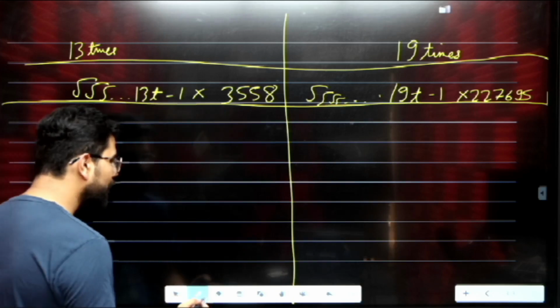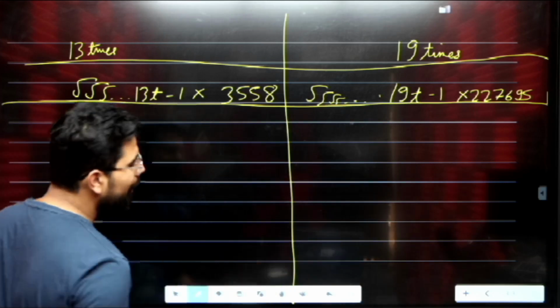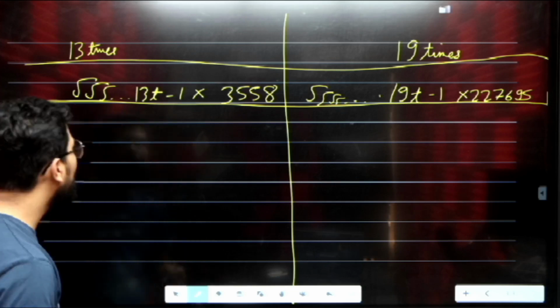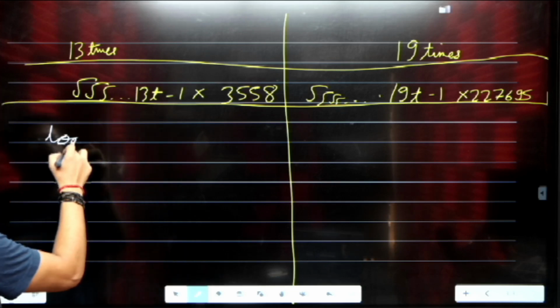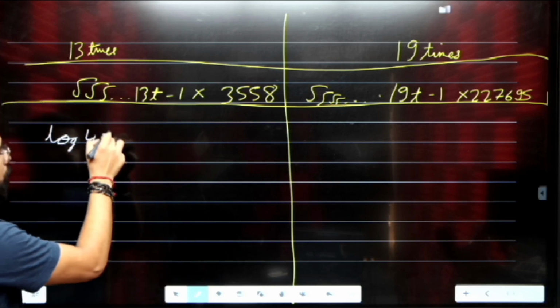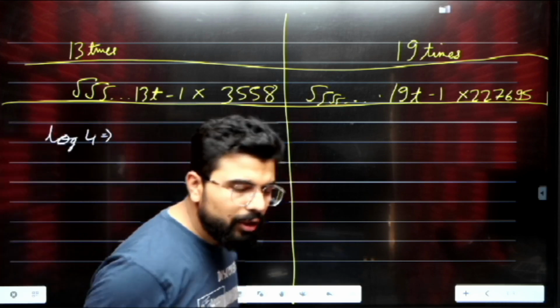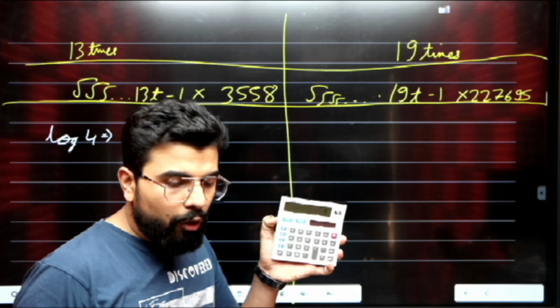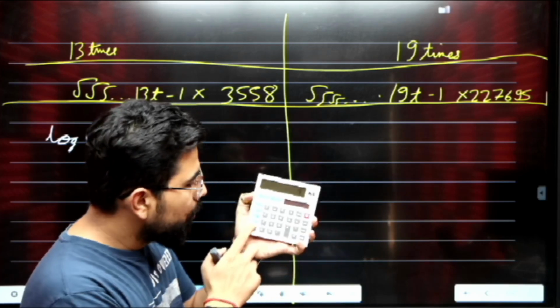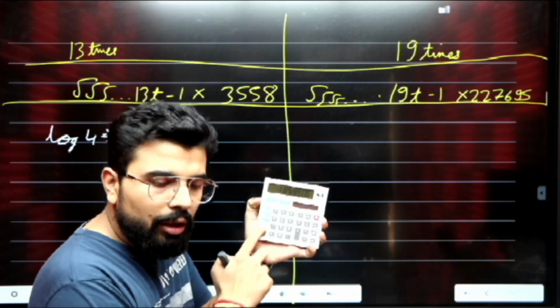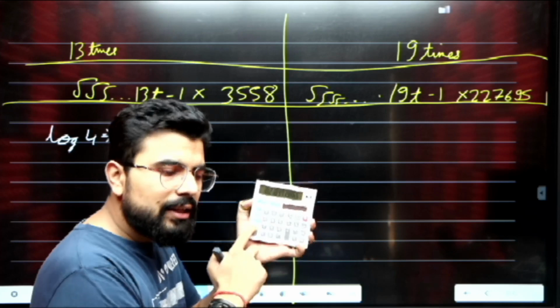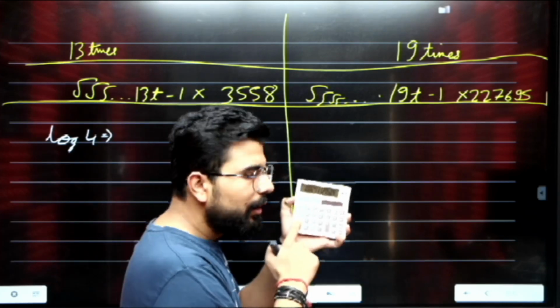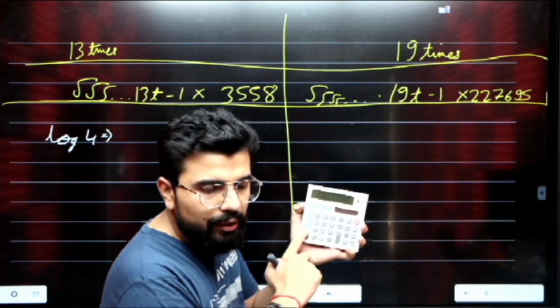Yes, sir. Let's solve the values together so that it will be fun for everyone. Acha, what is log 4? Sir, let's calculate the value. Yeah, do it with me. 4. Have the root for 13 times. 1, 2, 3, 4, 5, 6, 7, 8, 9, 10, 11, 12, 13.